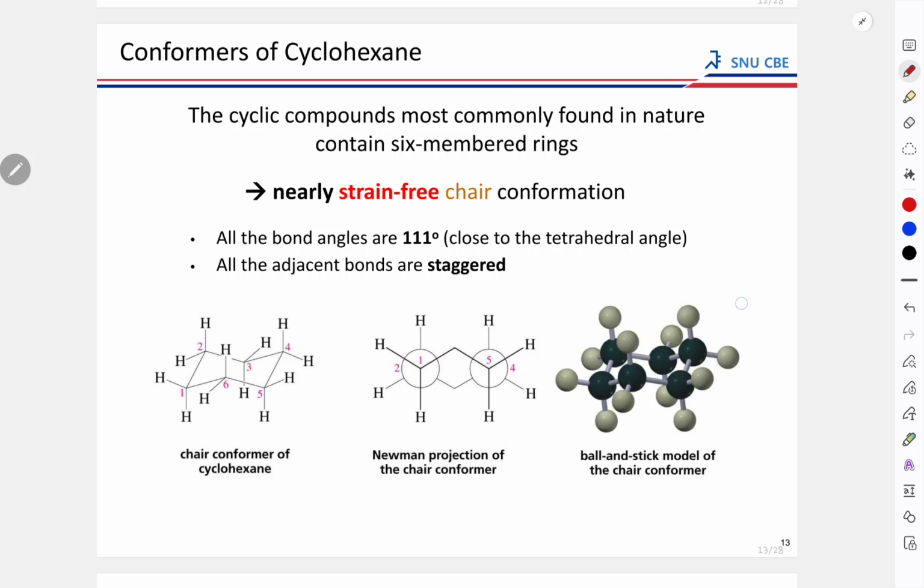And with this Newman projection and conformational state, you can avoid all the eclipsing interaction, the torsional strain, and there will be no angle strain as well, meaning all the CC bonds within the 6-member ring have a very large degree of orbital overlap.